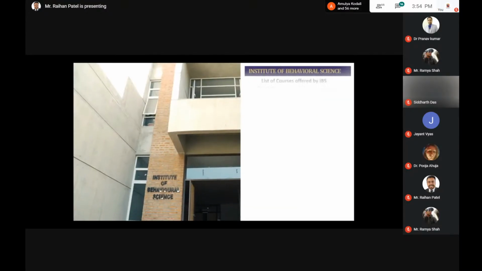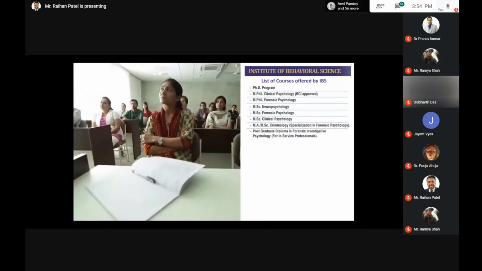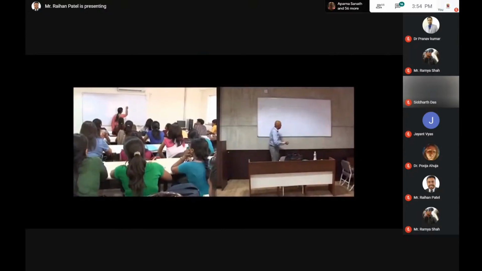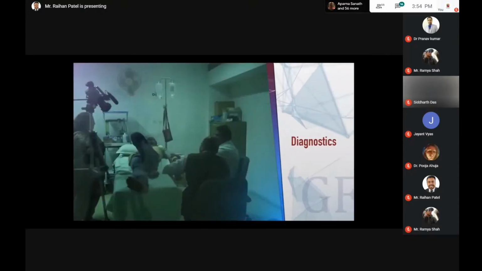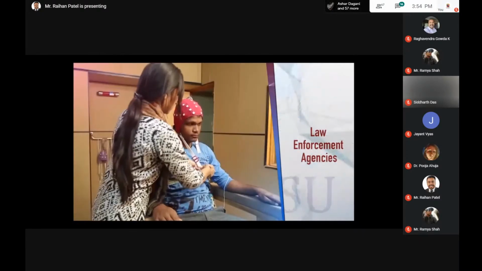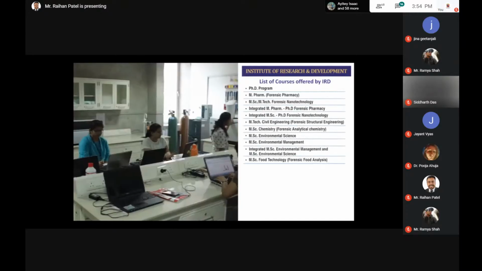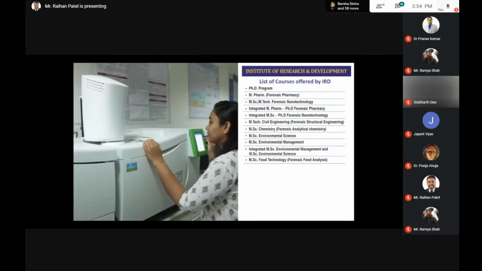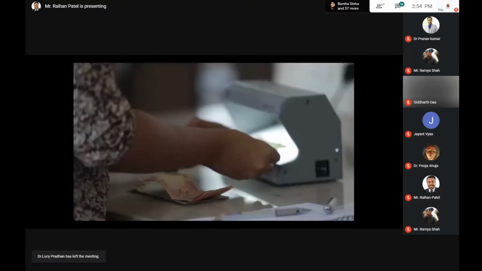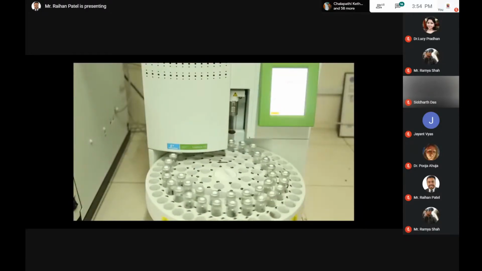The Institute of Behavioral Science endeavors to impart education and research in clinical and forensic psychological sciences, and also to provide better caliber in diagnostics, psycho-legal consultations, and treatment and rehabilitation to clients. Institute of Research and Development is a dedicated center to the discovery, development and application of forensic science in a wide range of academic and professional areas to create excellent quality of research work.